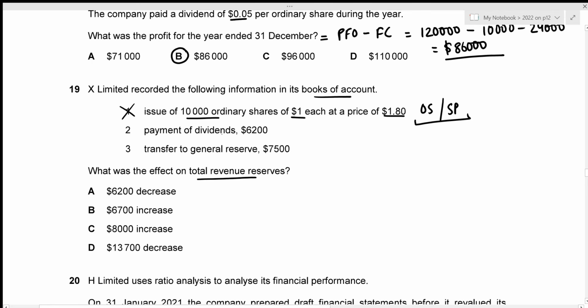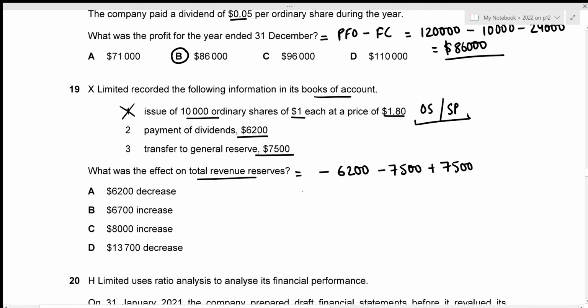Then the second one is payment of dividends of 6,200. So payment of dividends is subtracted in our retained earnings, which is a part of the revenue reserves. So this would just decrease our revenue reserves by the amount of dividend, which is 6,200. Then the third one is transfer to general reserve. So this just means that we're subtracting the amount of 7,500 from retained earnings, which is a part of revenue reserve. And then we're adding that 7,500 back to the general reserve, which is also a part of the revenue reserve. So that's plus 7,500.